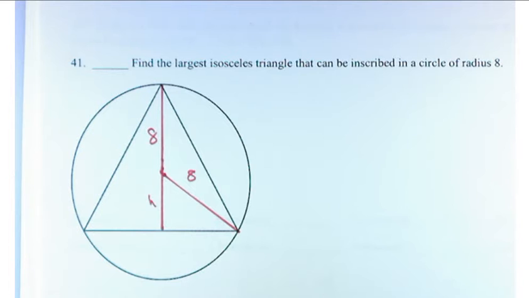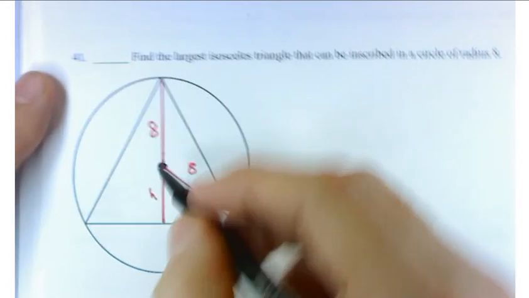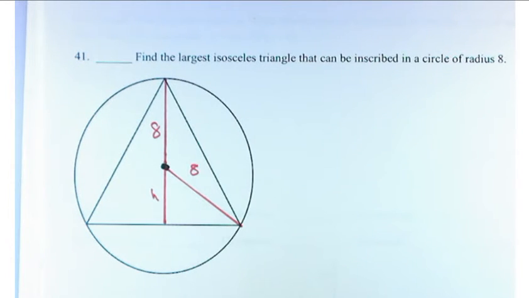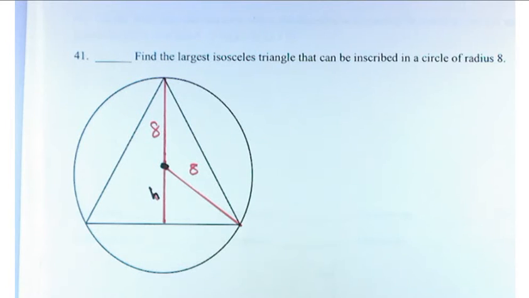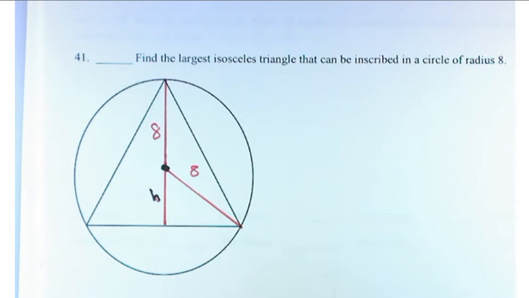Okay. The infamous isosceles triangle, inscribed in a circle of radius 8. So, if this circle has a radius of 8, then these lines drawn from the center to the vertices of this triangle also have a distance of 8. And what we want to do is try and figure out the dimensions of a triangle that has the maximum area yet fits in this circle.